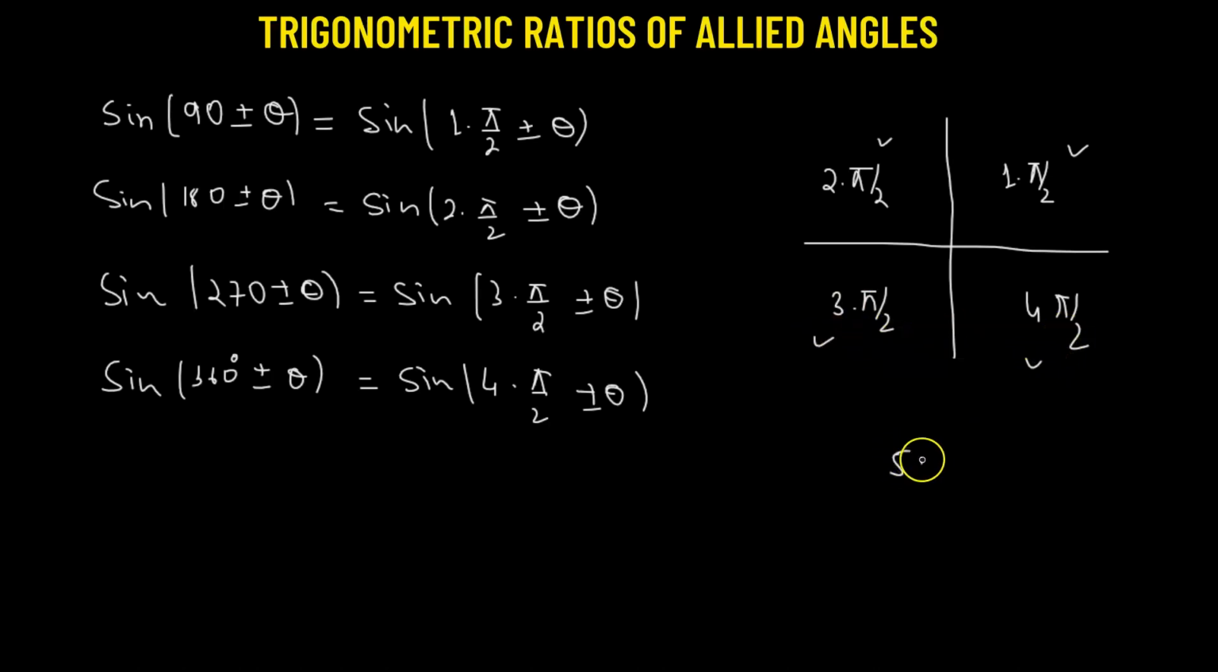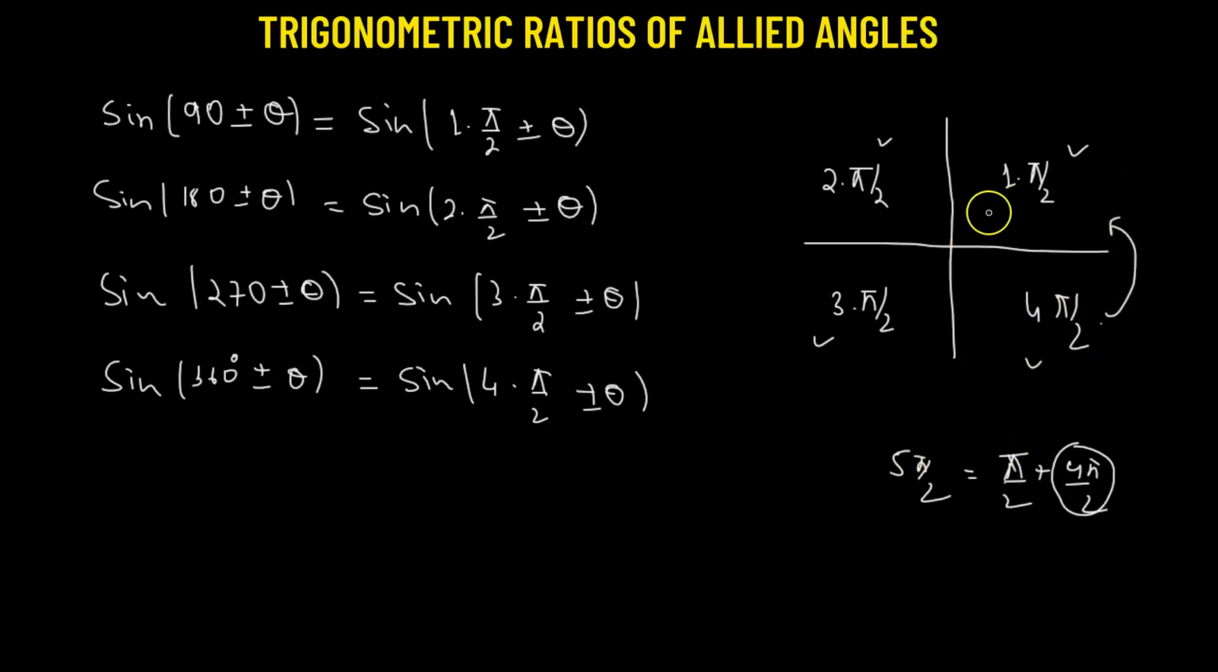What if we have 5 times pi over 2? So that means we are actually in pi over 2 plus 4 pi over 2. So that's what it means. It's a pi over 2. So that means we're adding an extra pi over 2 to 4 pi over 2. That means to the fourth quadrant. And this is going to take us to the fifth quadrant, which is actually the first quadrant.